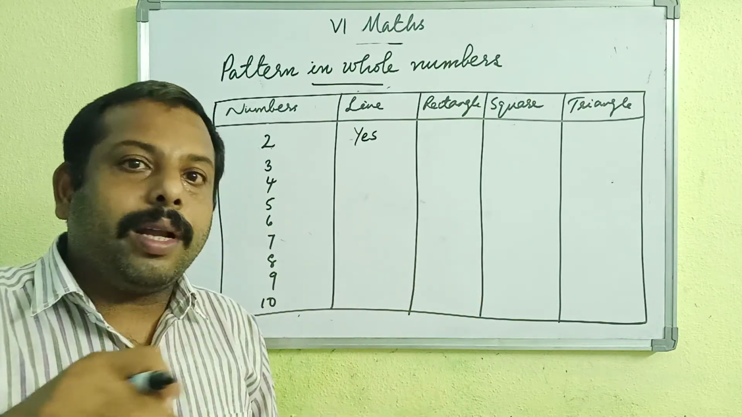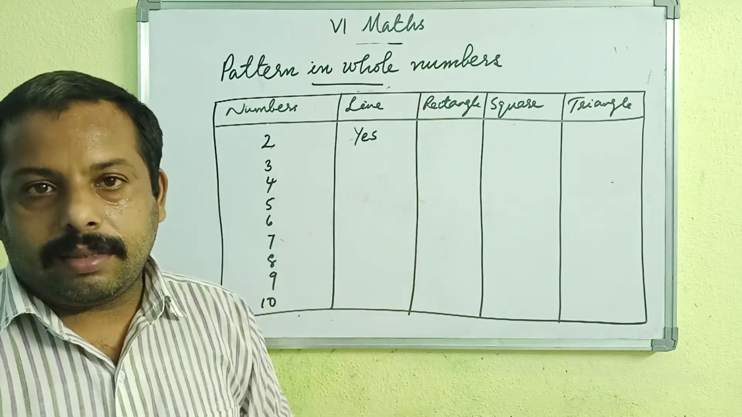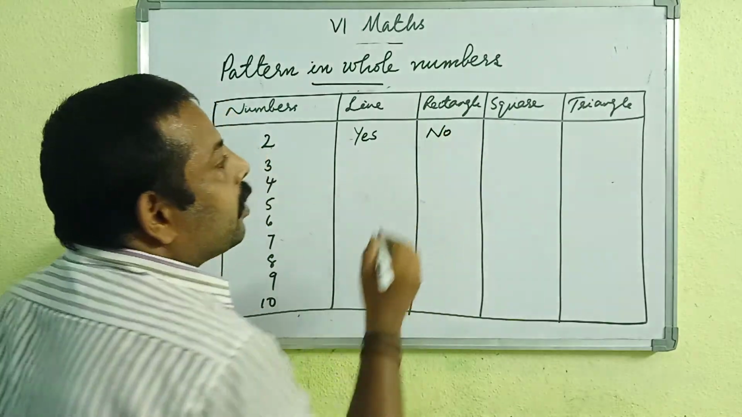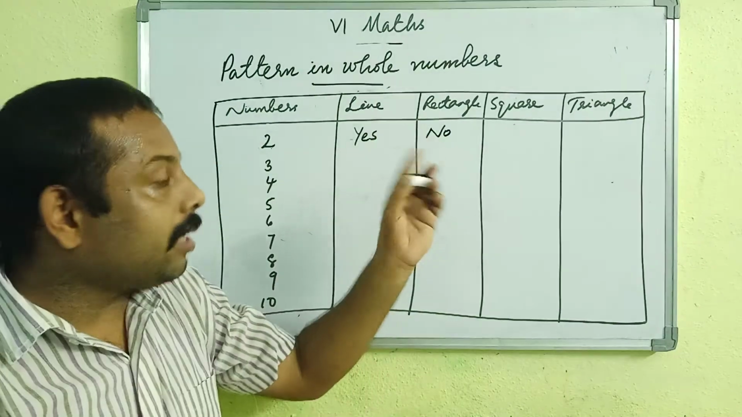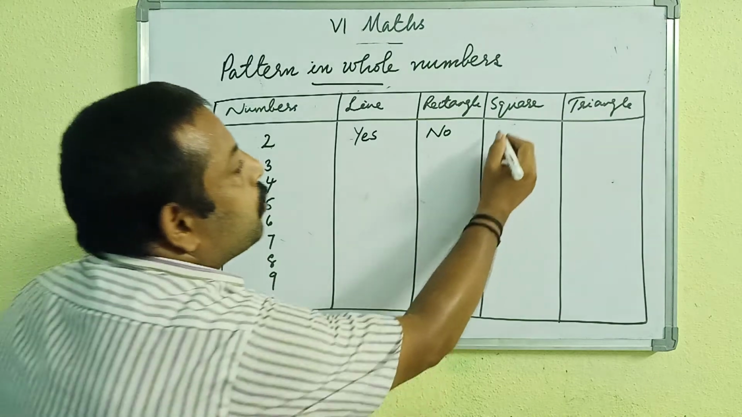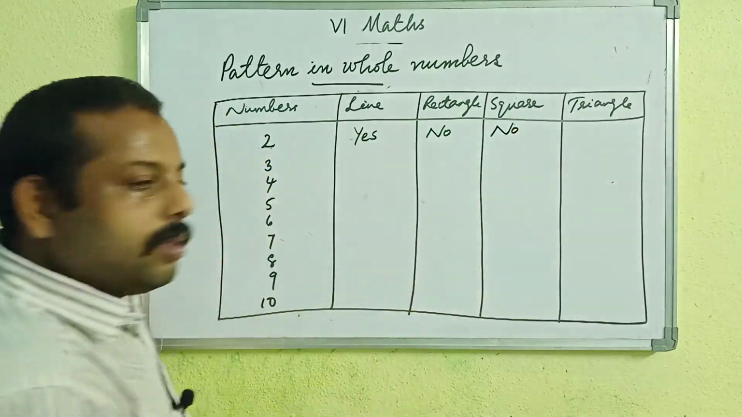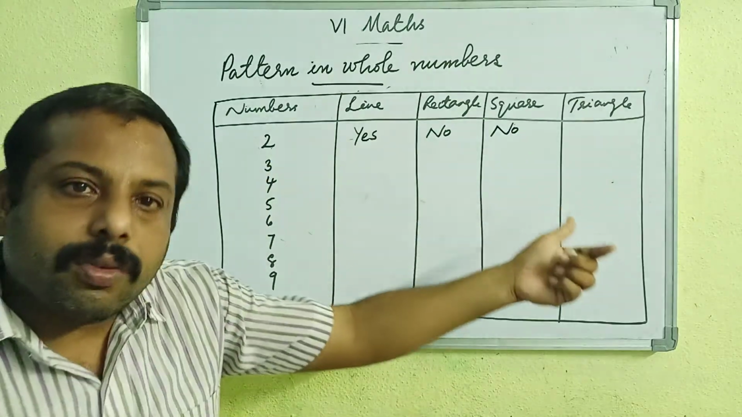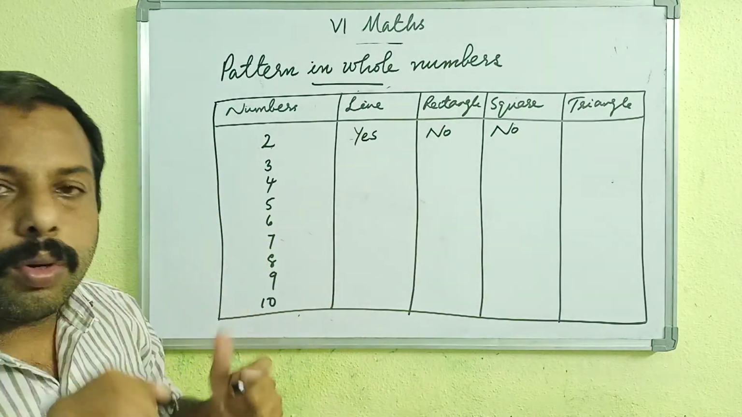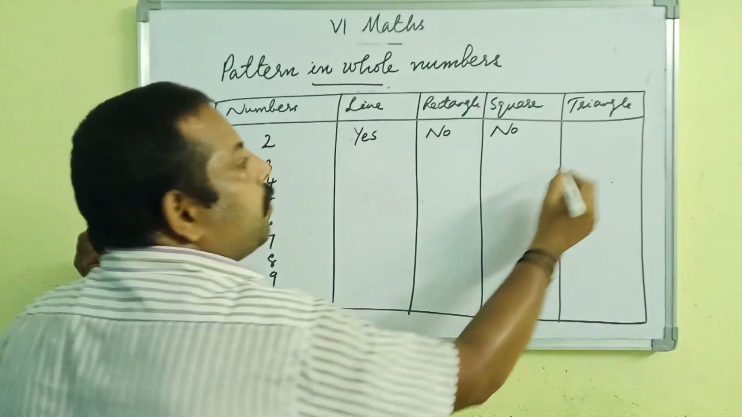Can 2 be shown as a rectangle? Not possible. So we will write no. Can 2 be shown as a square? Not possible. No. Can 2 be shown as a triangle? So you take whether triangle can be made using 2 dots or not. It's impossible. So we will write no.